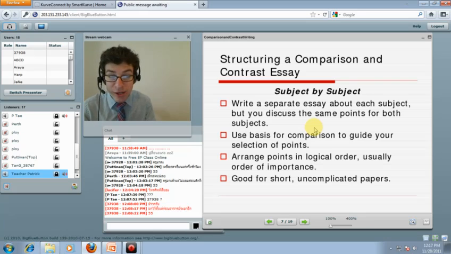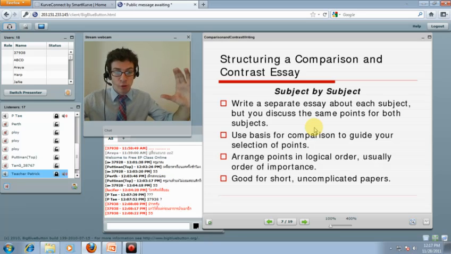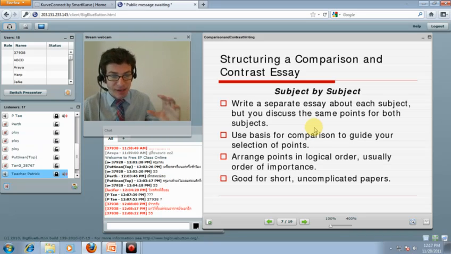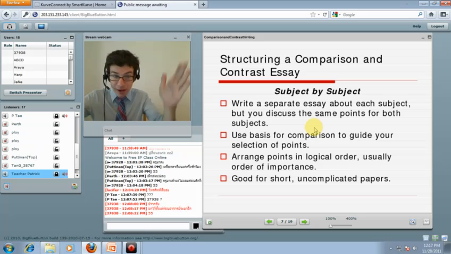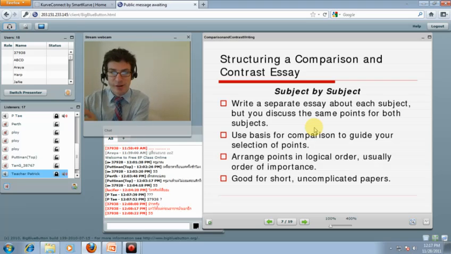So what you would do here is you write two completely separate essays, but you look at the same things in both. So you'd write one essay entirely about novel A and talk about its main characters, its minor characters, and its theme, and then you write a completely different essay on novel B, talk about the major characters, the minor characters, and the theme. So two separate essays.